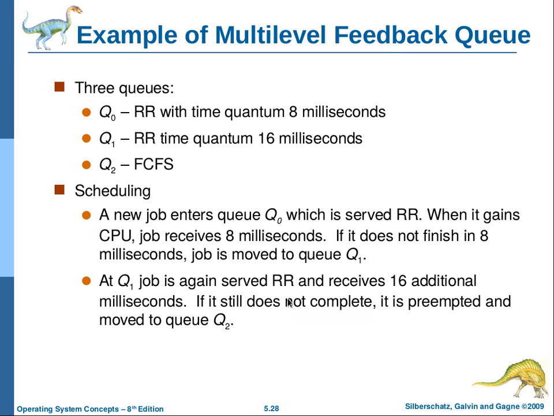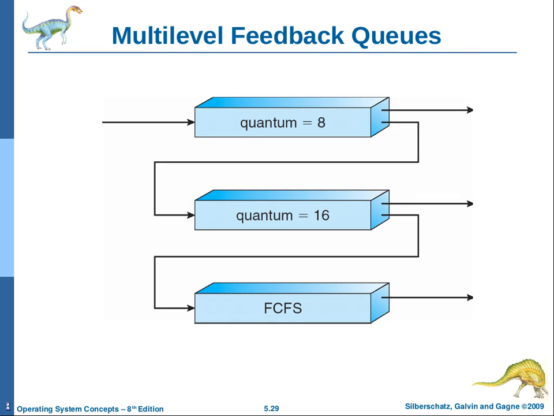Multi-level. Okay, 3 queues. Round robin with 8, round robin with 16, and first come, first served. All right, good. Now we can actually do some problems. A new job enters queue 0, which is served round robin. When it gets CPU, the job receives 8 milliseconds. If it does not finish its 8 milliseconds, the job is moved to Q1, because it's completed up here. The Q1 job is again served round robin with 16. If it still does not complete, it's preempted and moved to Q2. Okay, if you're taking too long, you can also demote them. Pictorially, everyone okay with this?